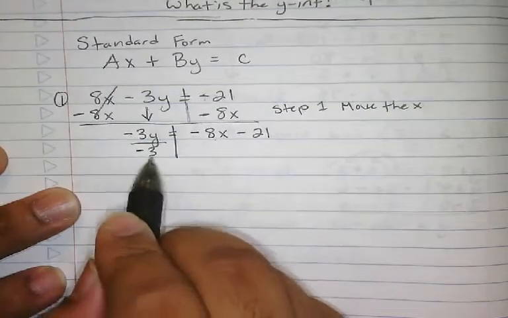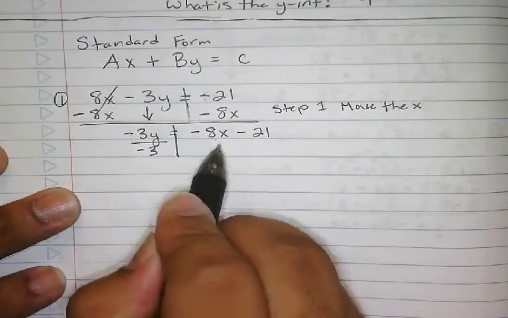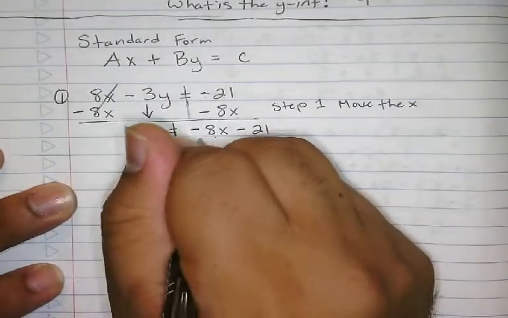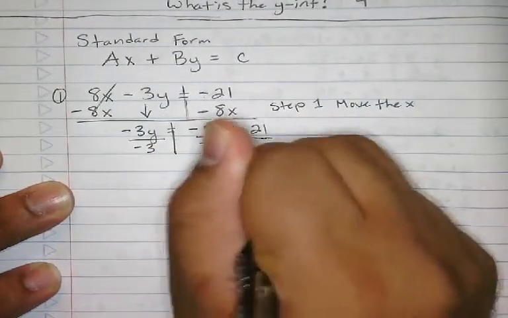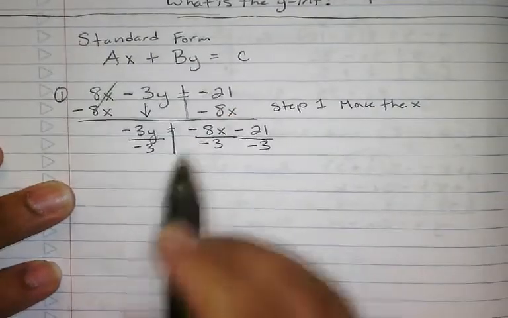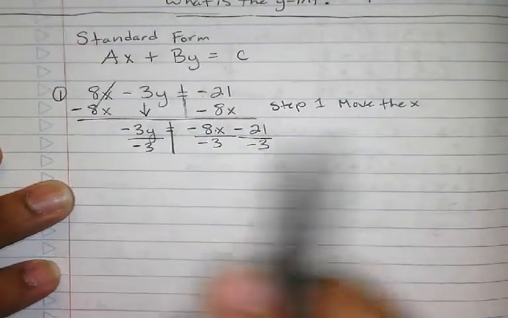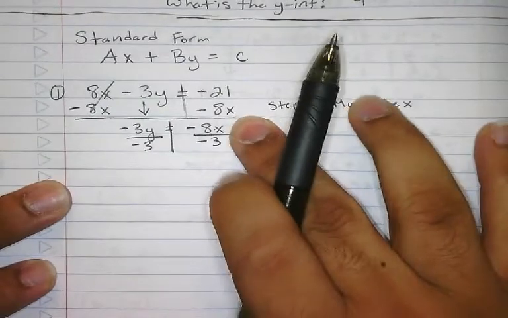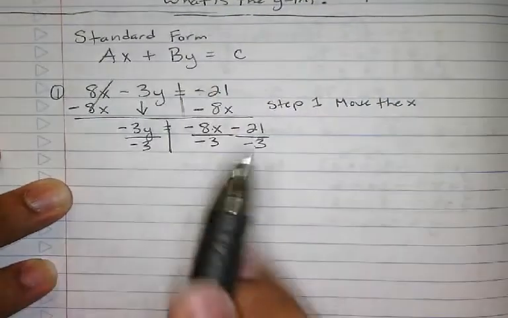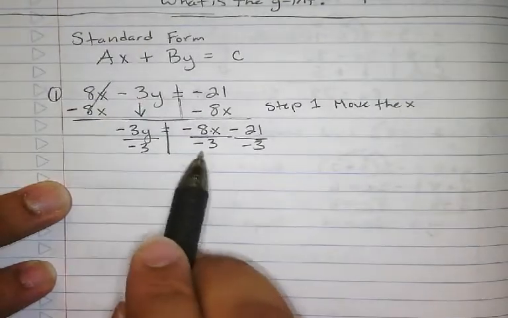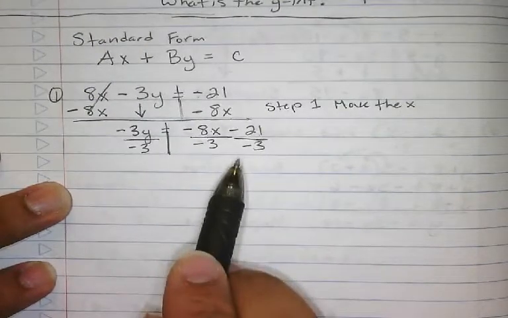So what needs to happen is, I gotta divide both of them by negative 3. So right here, I'm gonna divide by negative 3, also the 21 divided by negative 3. You gotta do it to both terms. If it was just one term, I would leave it just like that. But since it's both, I have to divide both of them.